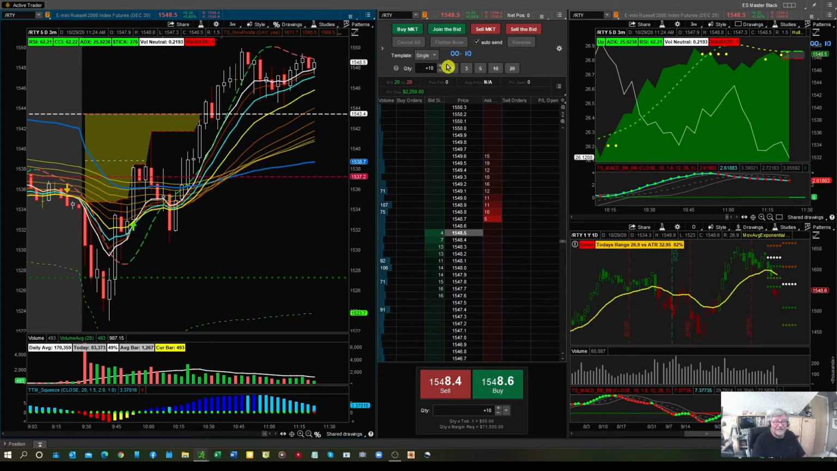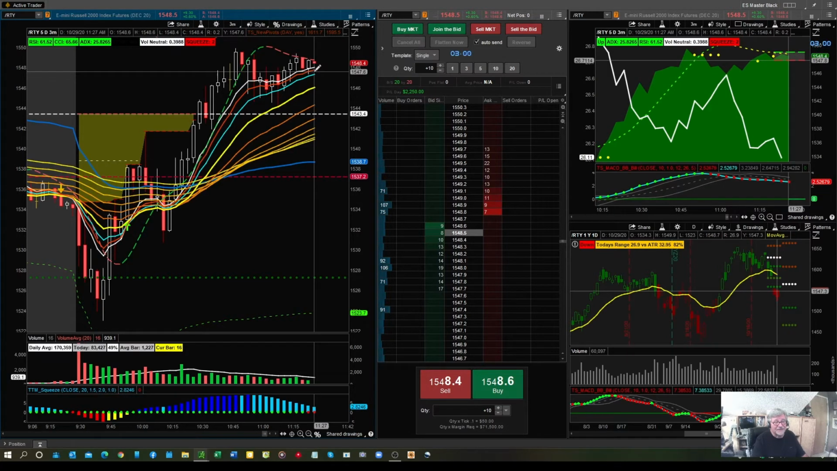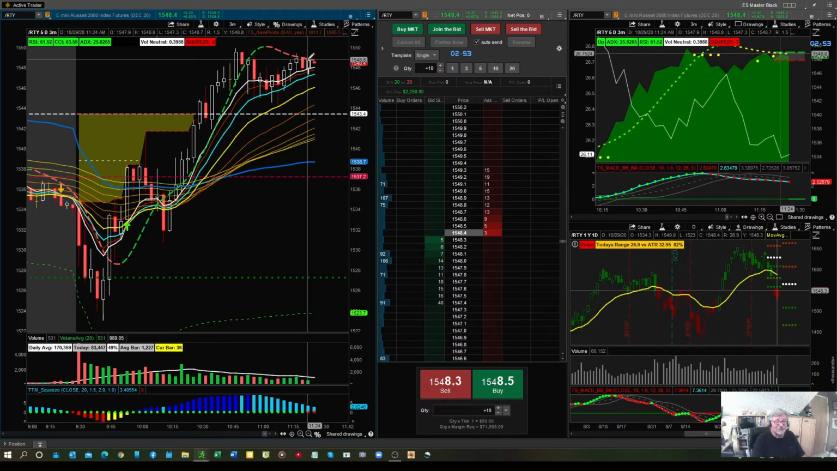I also have a timer here that's set to 3 minutes, so it gives me an indication as to how many seconds are left until this bar closes. Since I use price action as my basic tool to trade, I like to know how close to the close of that bar I am before I make a trading decision.